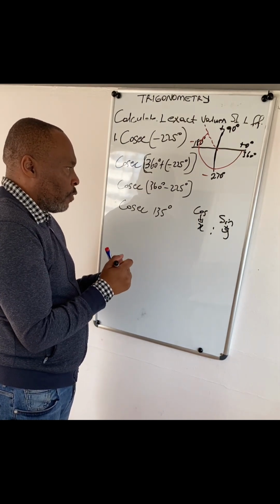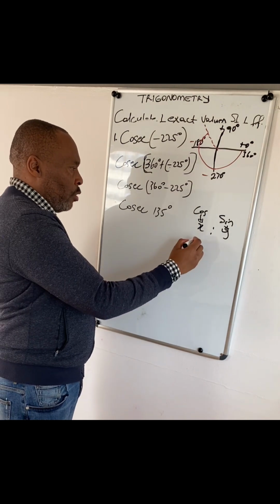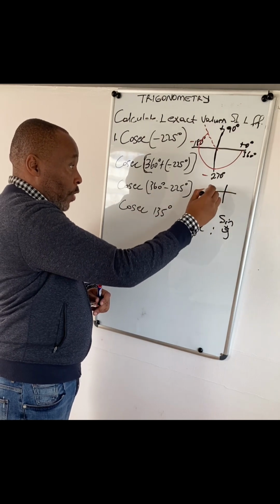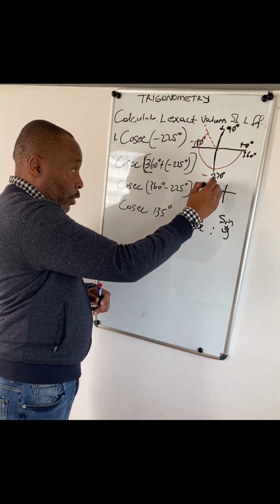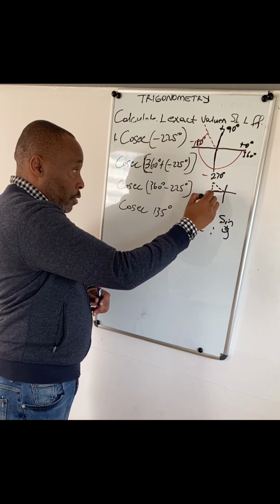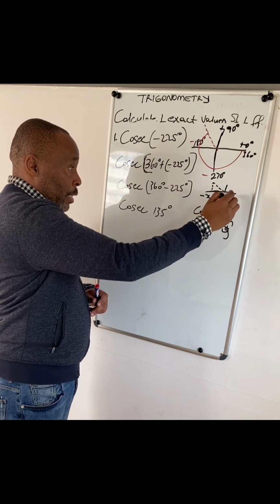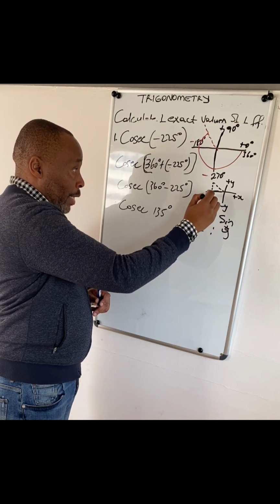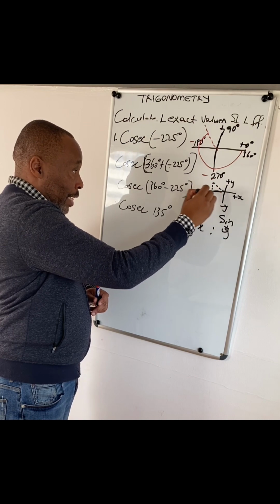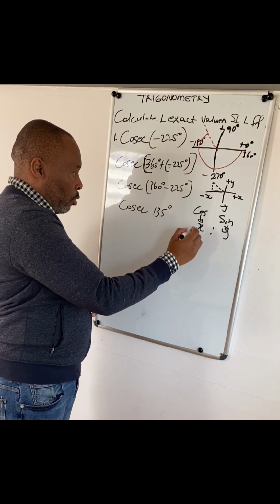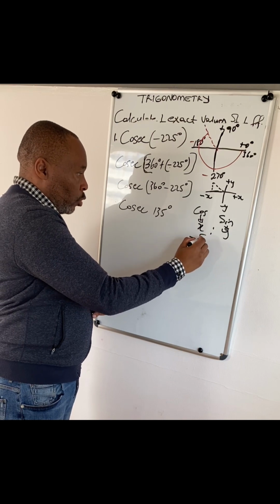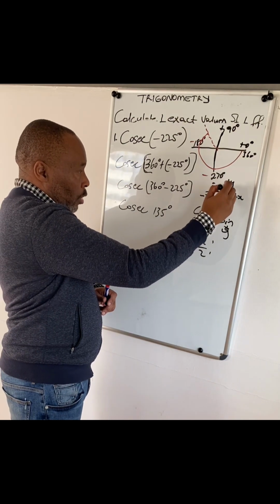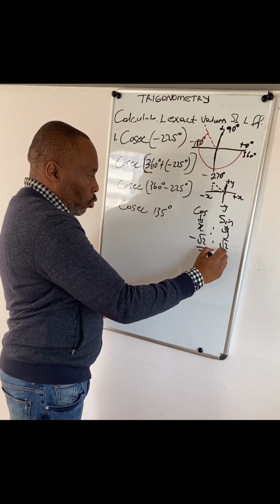At 135, the x value is negative, because 135 is this side, and therefore the x value is this one, and these values are negative x. This is a positive x, positive y, and negative y. So it is this side, and x here is negative. So this cos is negative root 2 over 2. The y value, the y is here, and y is positive. It's also root 2 over 2.